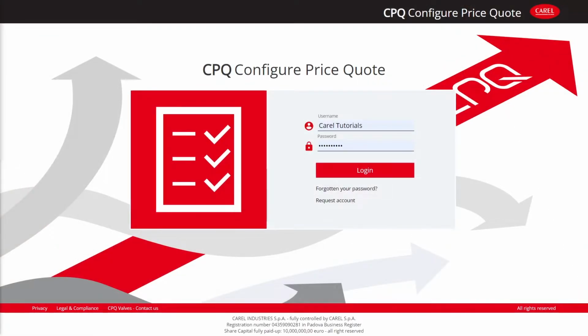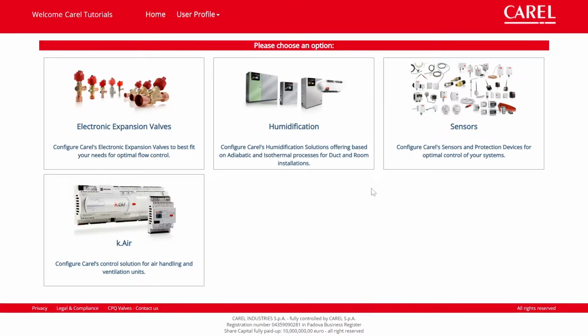Hi everyone, let's take a look at how to select a Humifog high pressure atomizer system in CPQ. We start from the login page, where we can request a new account if we don't have one, or just log in with our credentials. After logging in, we will select the product module we want to use, in this case the humidification module.